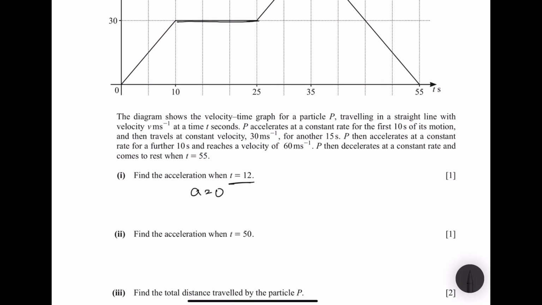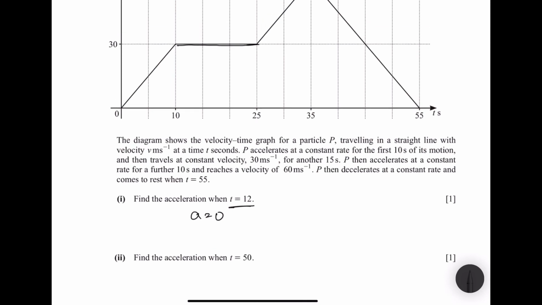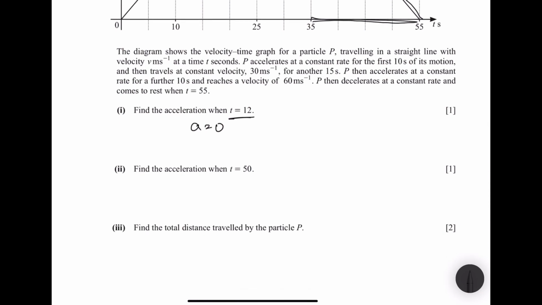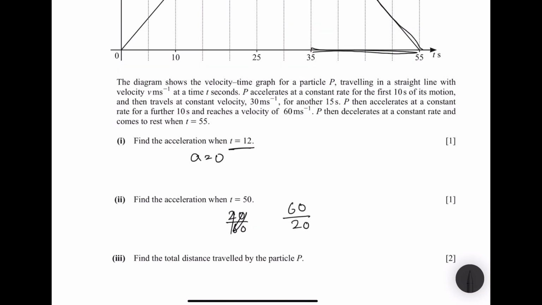Now let me find the acceleration when t equals 50. That means it will be somewhere on this line. So let me find the gradient of this, because acceleration is the rate of change of velocity. So t equals 50, that is 55 minus 35, 20, and height is 60. It is decelerating, so it is minus 3.